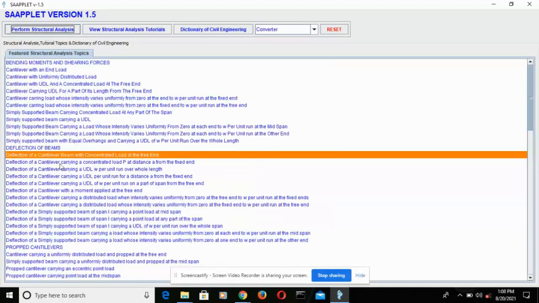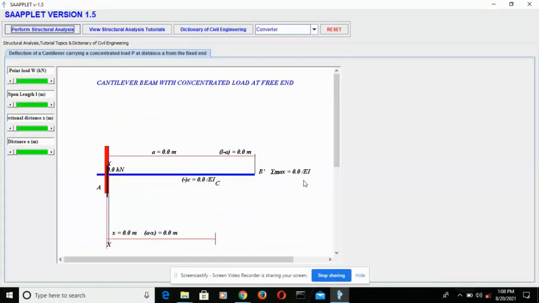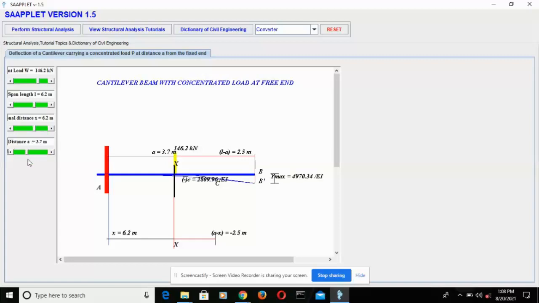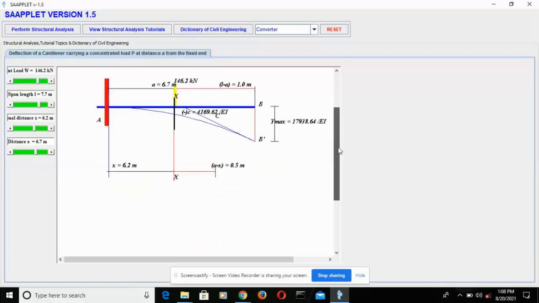So this one is deflection of a cantilever carrying a concentrated load P at a distance A from the fixed end. So it's carrying a point load at a distance from the fixed end. You can see the fixed end is A, free end is B. So we set the span, we set the sectional distance, and we also consider the distance A. So in this case, you see what we have here. This computes the deflection and the slope.